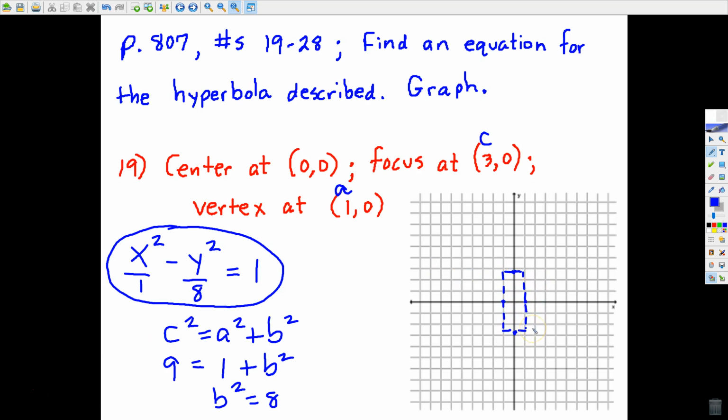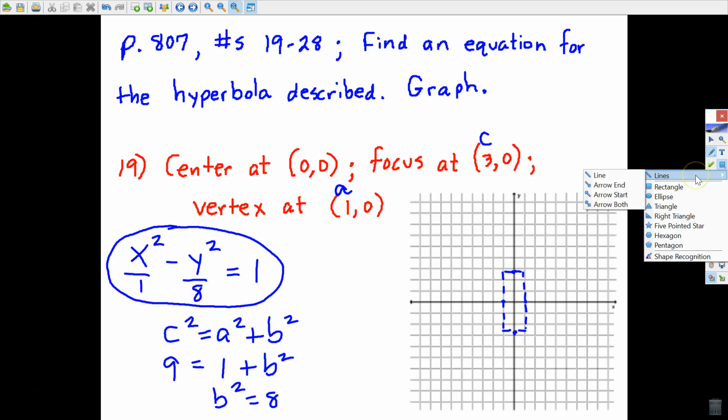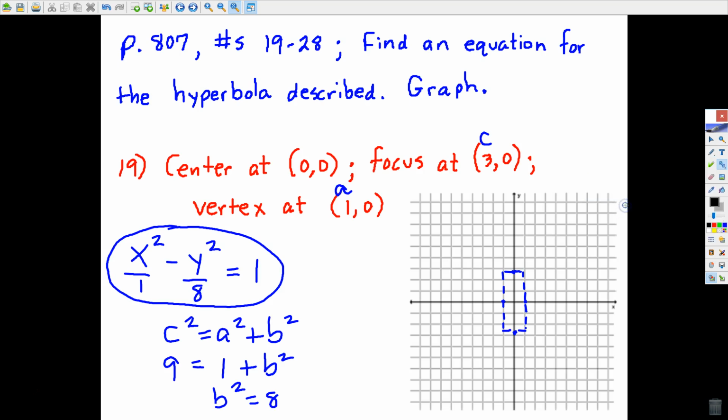Okay, so with this rectangle, we're going to make 2 lines, and these are called asymptote lines. So let me just adjust my line draw here. And I typically make these dotted because they're not technically part of the graph, but they are useful to help me draw the graph. So I'm going to do this. You wouldn't have arrows going both directions in the middle like I do, but this is just to save me a little bit of time.